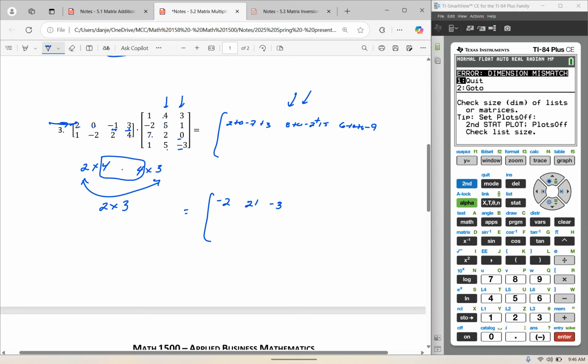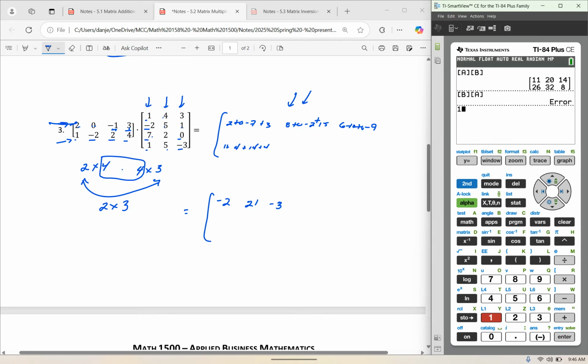Moving on, to get the second row, now I'm going to do the second row times the first column. 1 times 1 is 1. Negative 2 times negative 2 is 4. I'm going to add these together. 2 times 7 is 14, and 4 times 1 is 4. So I've got 1, 4, 14, and 4, which I believe is 23. 1 plus 4 plus 14 plus 4 is 23.